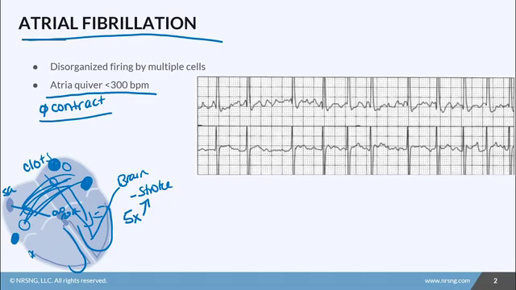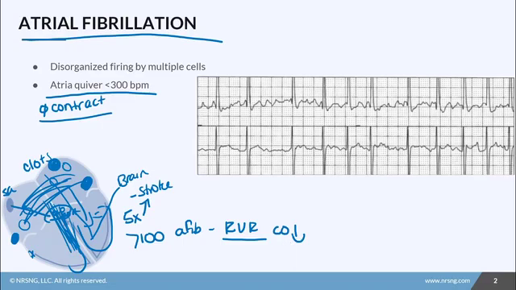Just like in A flutter, the AV node, because it's so smart, prevents 300 impulses from getting down to the ventricles because we don't want the ventricles to contract that fast. However, some of these impulses do get down and the ventricles may contract at a heart rate greater than 100 beats per minute. And so we call this AFib with RVR, or rapid ventricular response. Think about that for a second. If I have rapid ventricular response, so my ventricles are starting to contract faster, there's less blood for them to pump out, so the cardiac output will be significantly decreased.